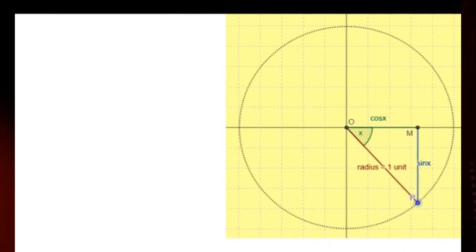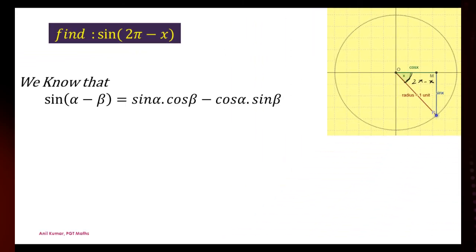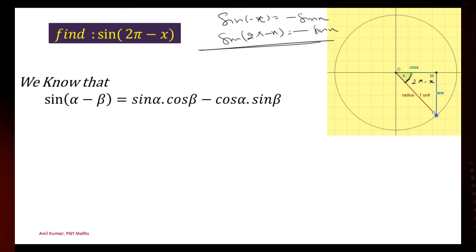Next is sine of 2 pi minus x. 2 pi minus x means in the clockwise direction, or you can say it as minus x. So 2 pi minus x or minus x will be the same. Even though we will try to find them, because we had done the negative value, sine minus x was equal to, if you remember, minus sine x. So it is the same as sine 2 pi minus x, because we can add or subtract 2 pi any number of times. So both outputs will be the same.